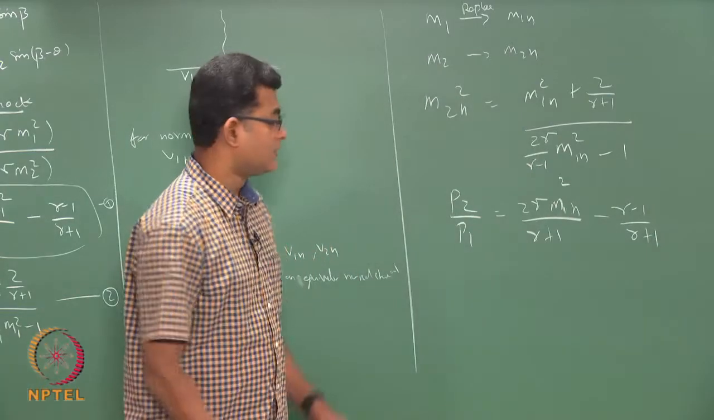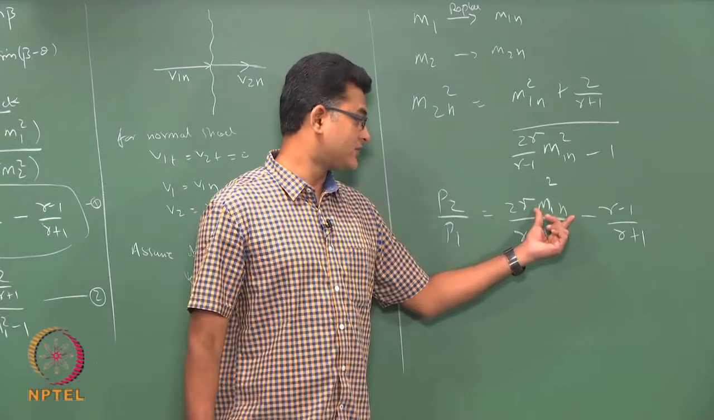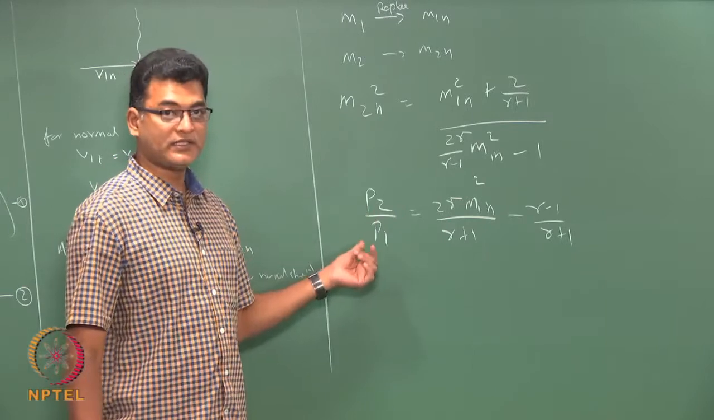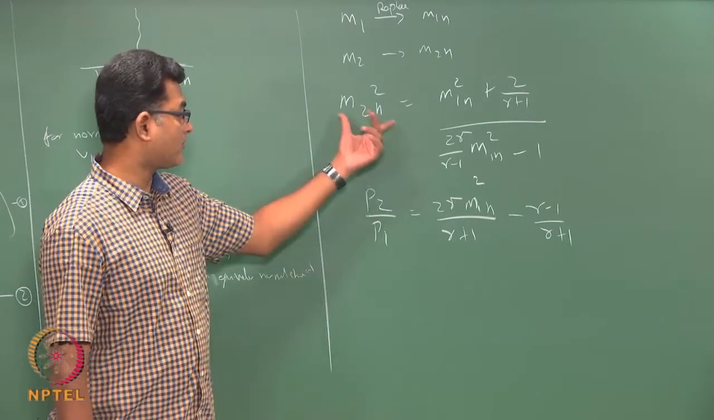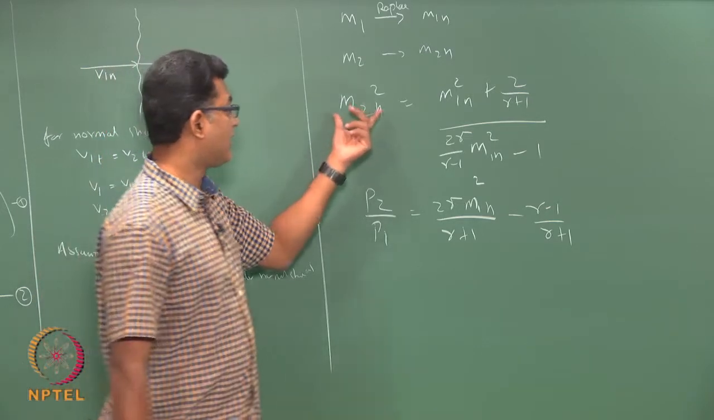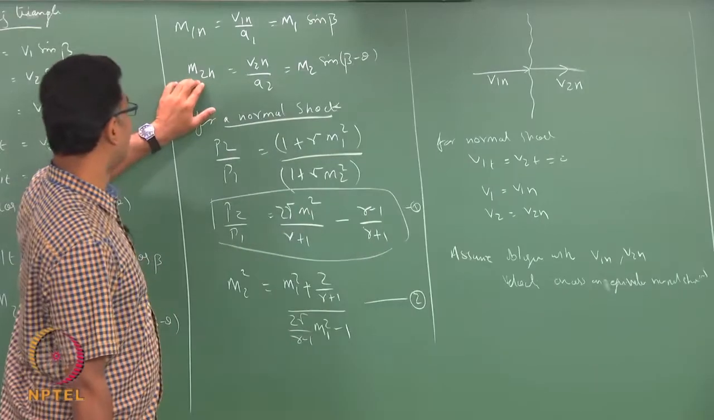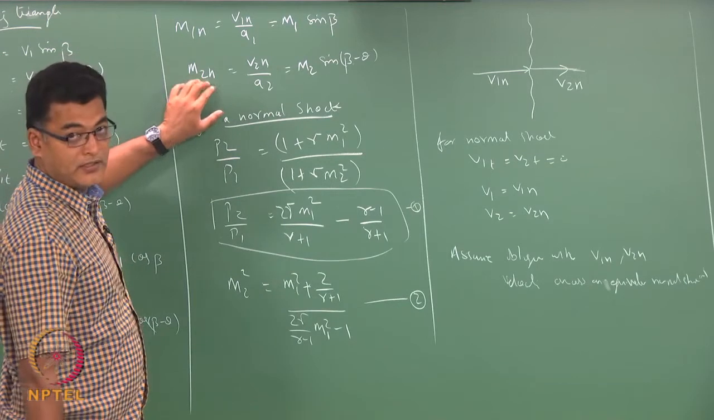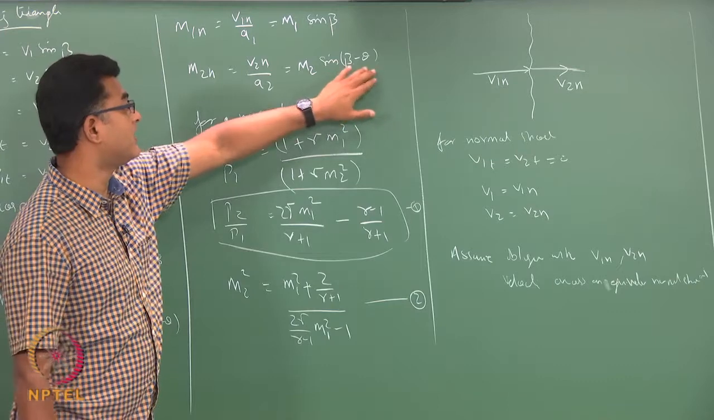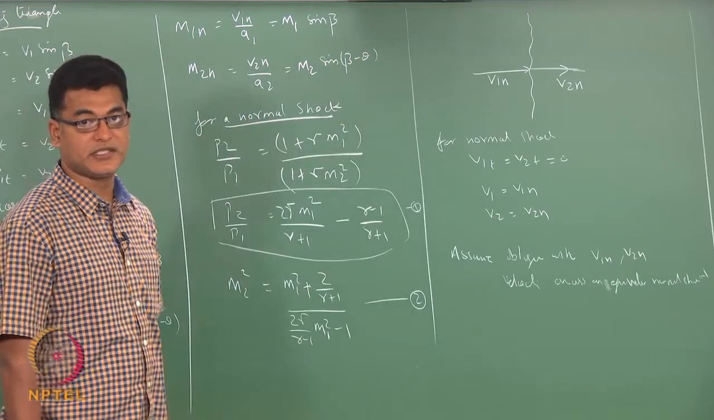Okay. So, if I know the normal component of the velocity, I can get the Mach number based on the normal component, the pressure relation related to that, or my Mach number after the shock. And once I get M2n, which is related to M2, beta and theta, I can substitute in this equation, and I can find theta and beta essentially. Okay.